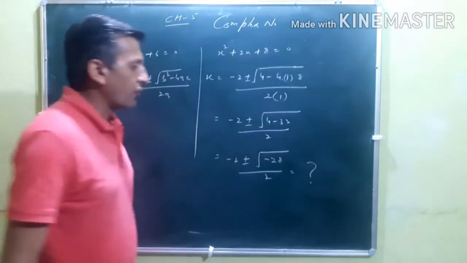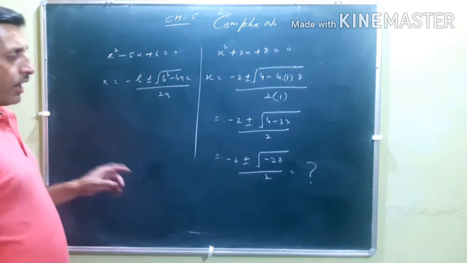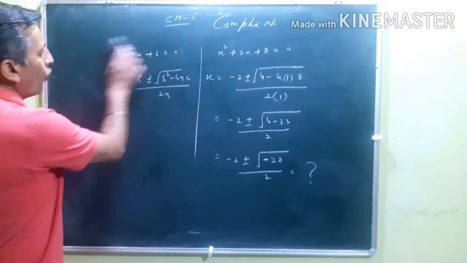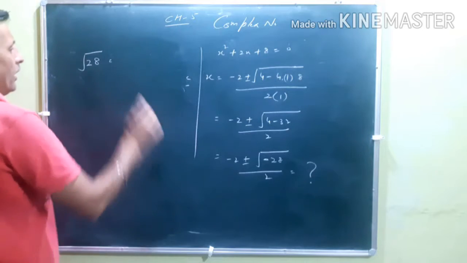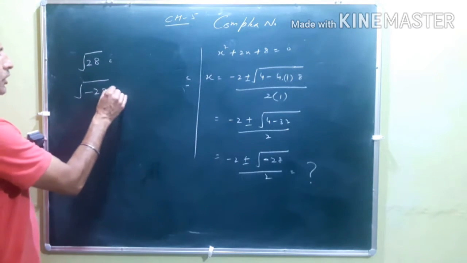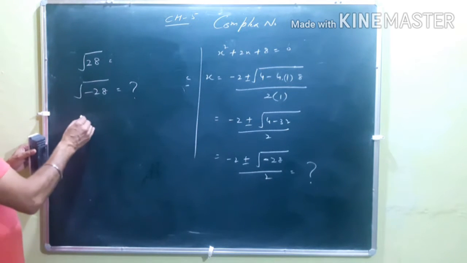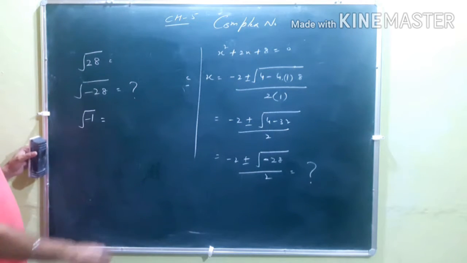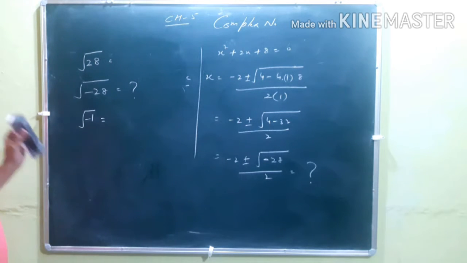Now this is a question mark for us. What is the numerical value of under root minus 28? That creates a problem, because we know the numerical value of under root 28, but what is the numerical value of under root minus 28? That is questionable. So in this case we see what the value of under root minus 1 is. In that case we don't know its numerical value.